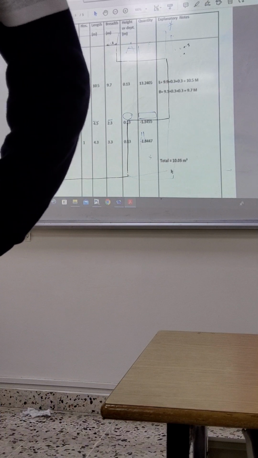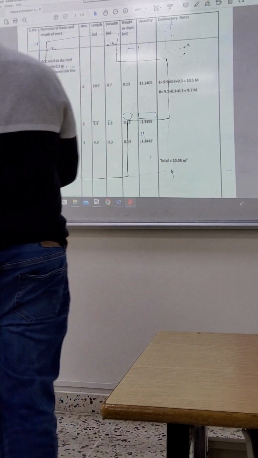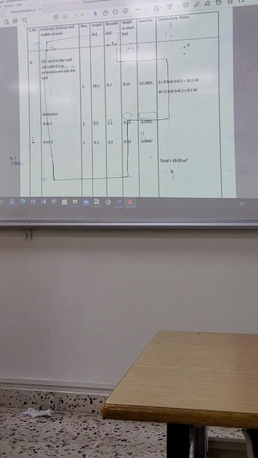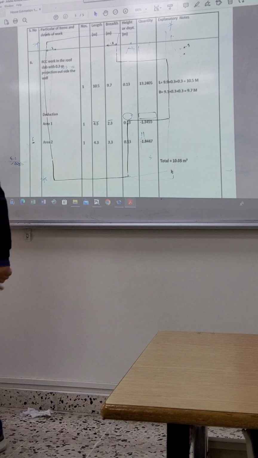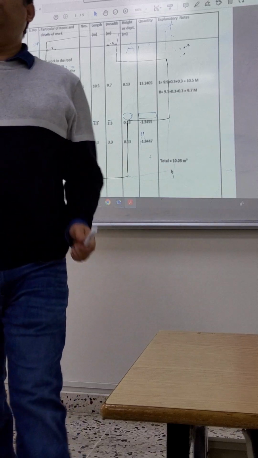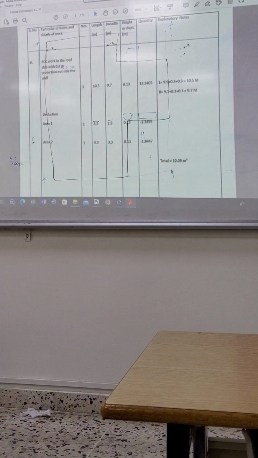Clear? Okay. Now, suppose this is the concrete, because if you go to the ready mix plant, it is in meter cube. Suppose here you need 10.55 meter cube. Then what you have to do, you have to go to the ready mix plant. You can say, I need C20 grade of concrete with this value.